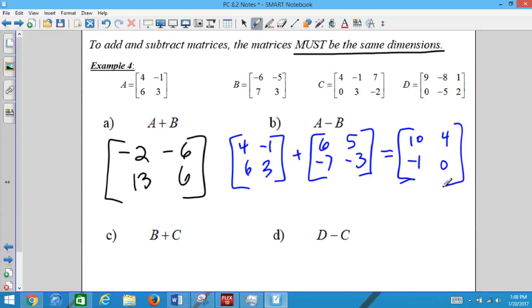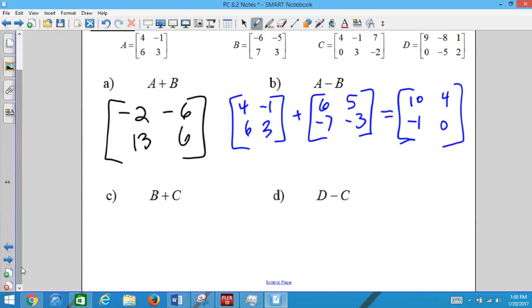I want you to try, nope, I'm just kidding. Look at C together. And then you can try D, but look at C. We're going to add matrix B and matrix C together. No, we're not, because they don't have the same dimensions. So if that happens, you write undefined. It's not possible, so you write undefined.